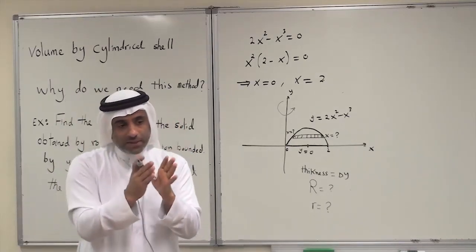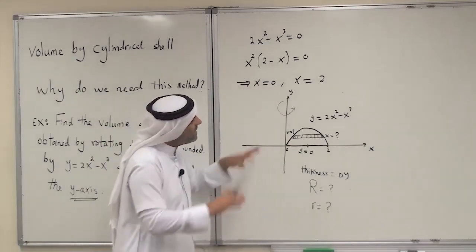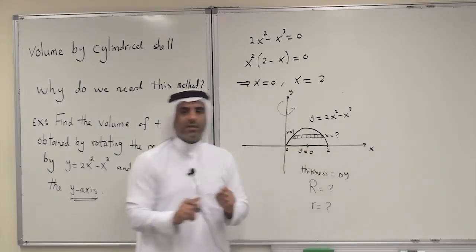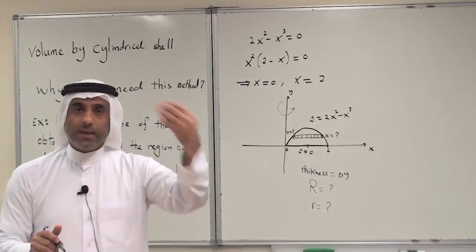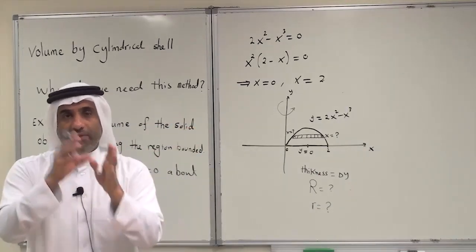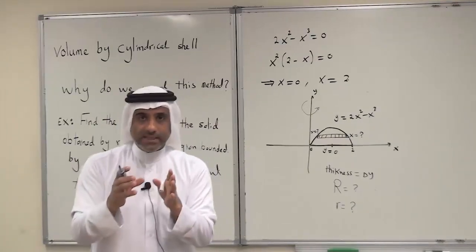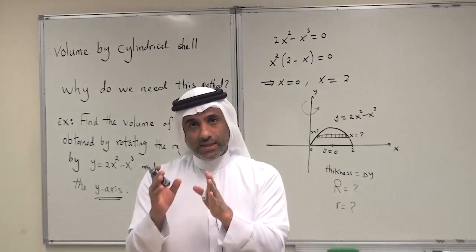Instead of thinking in terms of cross sections, when we face problems that seem not easy to calculate using cross sections, mathematicians start thinking about the question in another way. They say, okay, do we have another way to find the volume? And the answer, fortunately, is yes. We call it volumes by cylindrical shell.